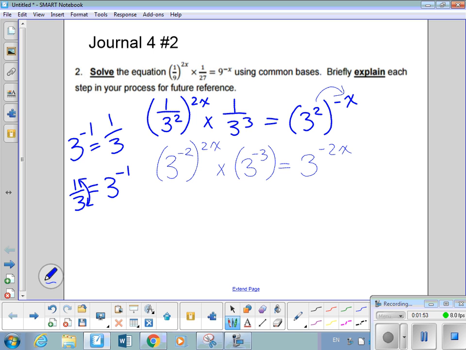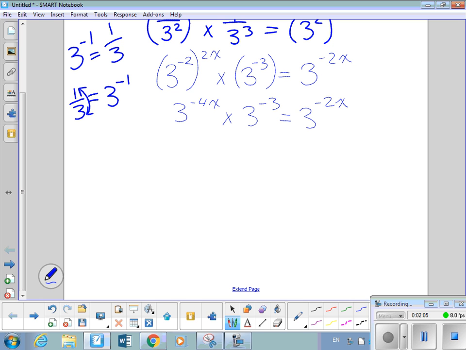And so now I'm doing power to power on the first term, so that's going to be 3 to the negative 4x times 3 to the negative 3 equals 3 to the negative 2x. So here I'm multiplying, so I add my exponents, so I end up with 3 to the negative 4x minus 3 equals 3 to the negative 2x.